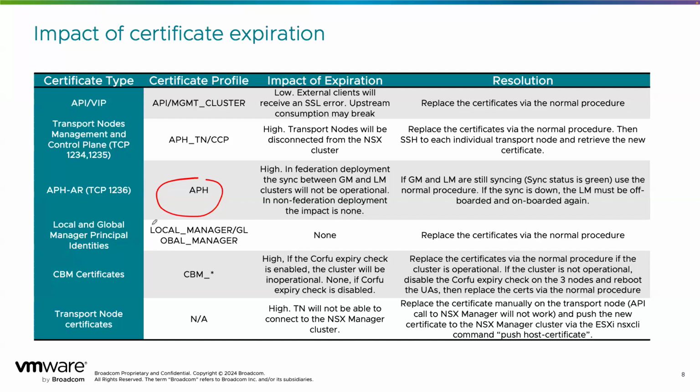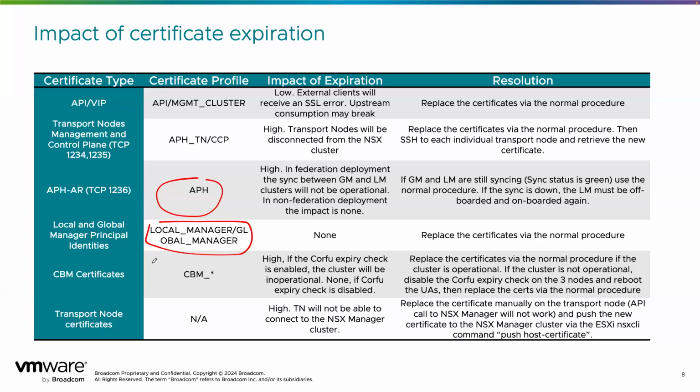Then we have the local manager and global manager certificates. Those, again, are certificates related to federation. Those are principal identities that are used by the different clusters to authenticate against each other. For example, there is an enterprise admin principal identity user that global manager uses to push configuration to local manager. For those, there is no impact if they expire; it doesn't really matter. This is based on 4.1.1, and things may change in the future. But even if they expire, it's not really a concern. You can replace them through the normal documented procedure.